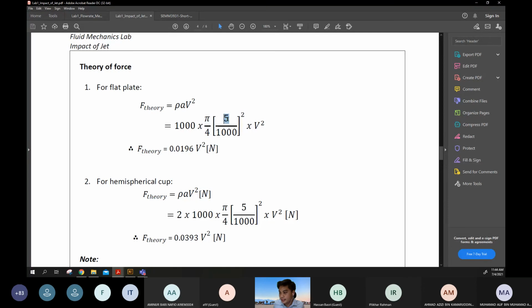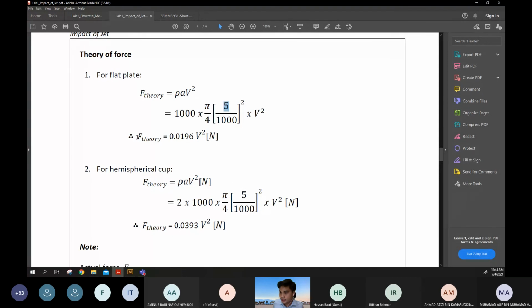Can you see pi d, the diameter of the nozzle is 5 millimeter. That is why you need to divide with 1000 in order to convert into SI unit. So pi d squared over 4, this is diameter. Multiply with the velocity of the jet, this is v squared. So finally, for the theoretical flat plate is this value. Just use this value. You don't have to calculate all these things again.